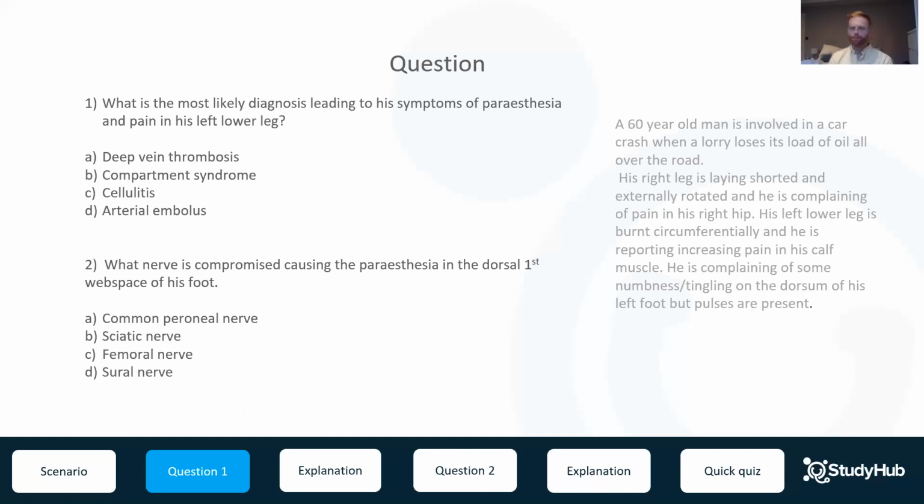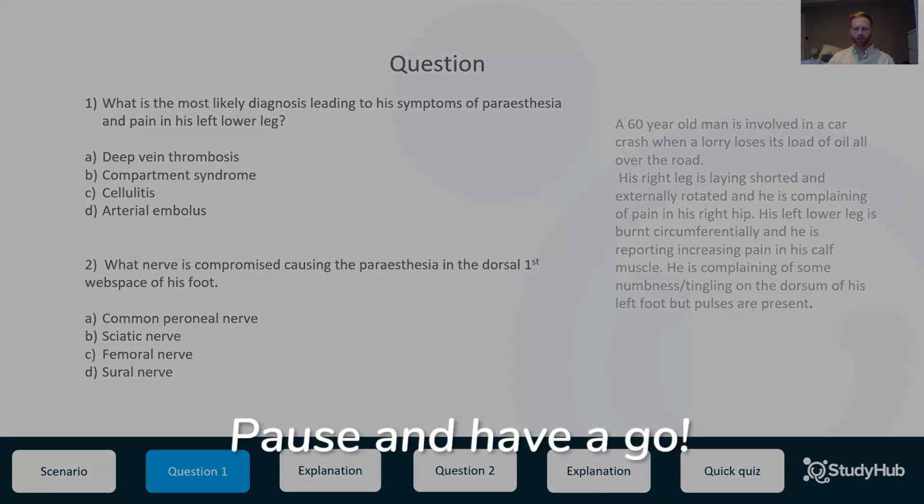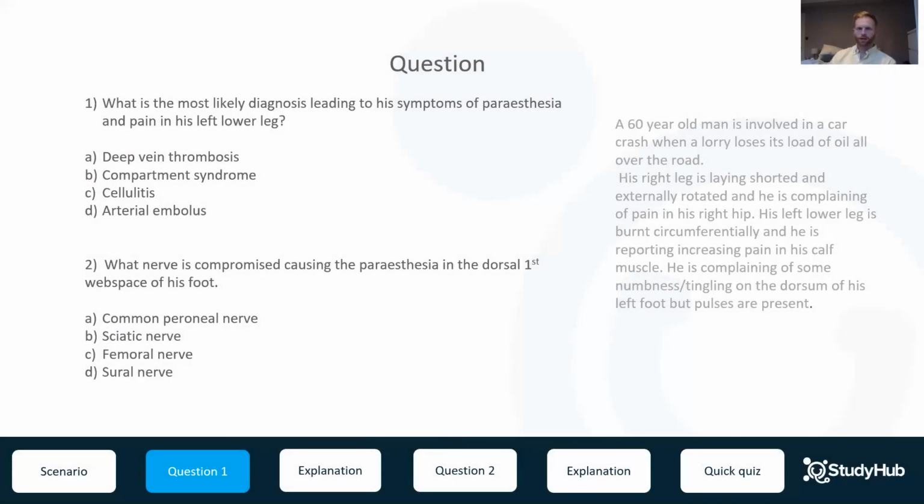compromised? Sorry, that's actually a typo. It should say dorsum of his foot, not the dorsal first web space. So go for the whole dorsum of the foot, which it says in the scenario. I'll explain why in a moment. Okay, so 12 of you have gone for common peroneal, one person's gone for femoral, and 3 people have gone for sural nerve.